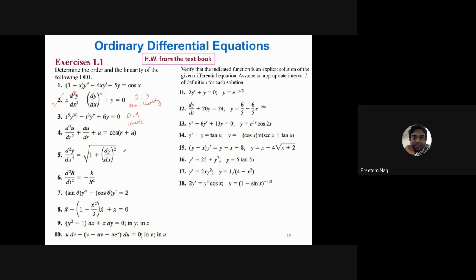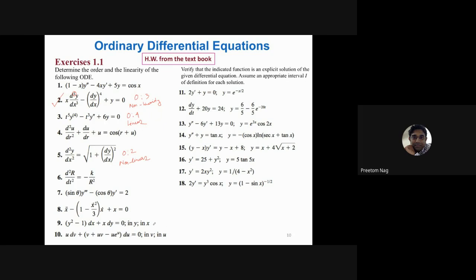How about this one? What is the order of these differential equations? Second order. Is it linear or non-linear? Non-linear. It is non-linear because first, the power of dy by dx is 2. Second, there is a square root, and the square root function is always non-linear. If you draw the graph of square root x, that is not a straight line, that is a curve. That's why it is non-linear. Linear terms come from straight lines. Okay, so this is non-linear.